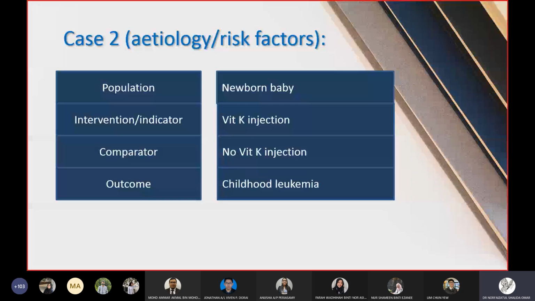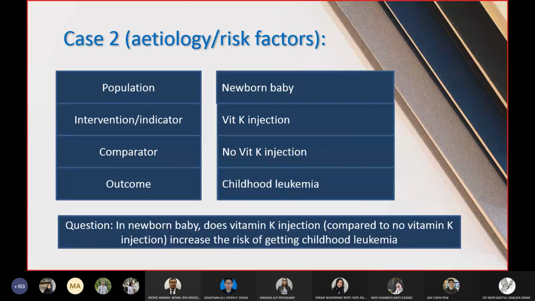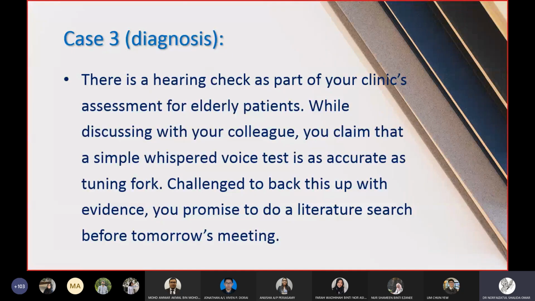So this is just a simple case. I hope that from the papers we gave you for the critical appraisal, you can come out with all these: population, intervention or indicator, comparator, and outcome. Oh yeah, the clinical question: in newborn babies, does vitamin K injection compared to no vitamin K injection increase the risk of getting childhood leukemia? Okay, third one, diagnosis.